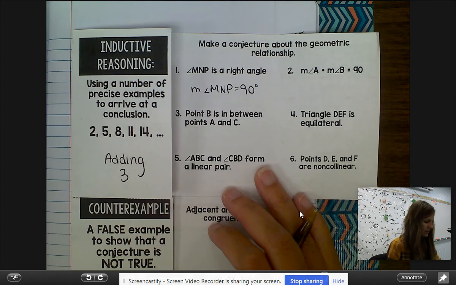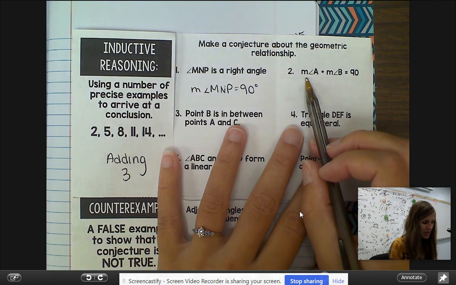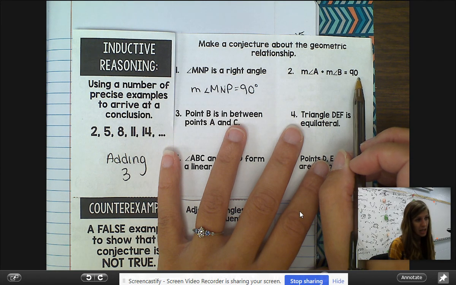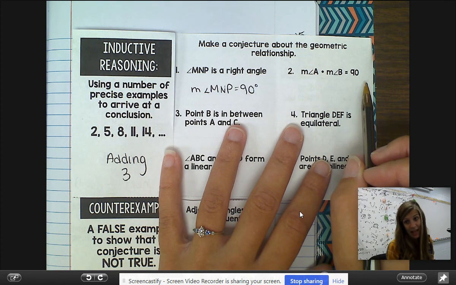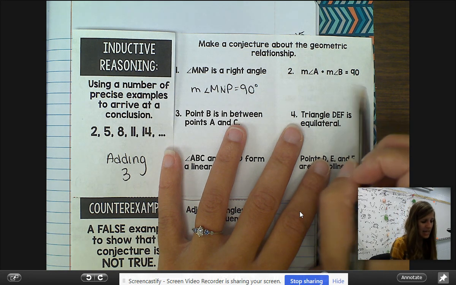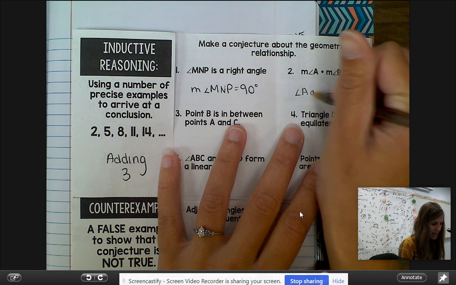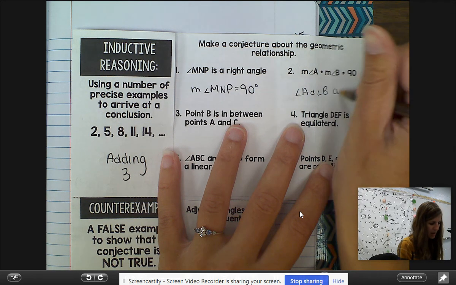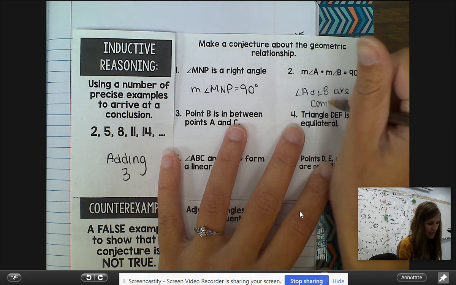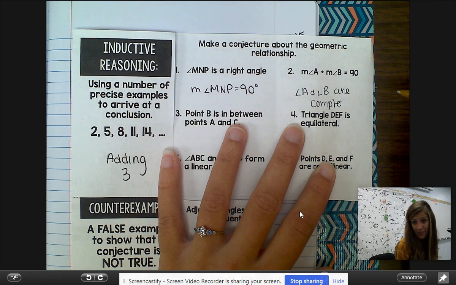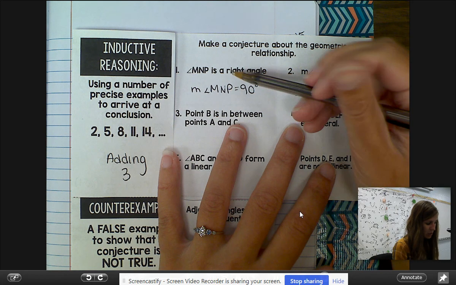We could do all these. We got time. Number 2. So if the measure of angle A plus the measure of angle B is 90, then a true fact that I know about that is that means they are complementary. So angle A and angle B are complementary. We're really just trying to think about a true fact that we can say about what they've told me so far.